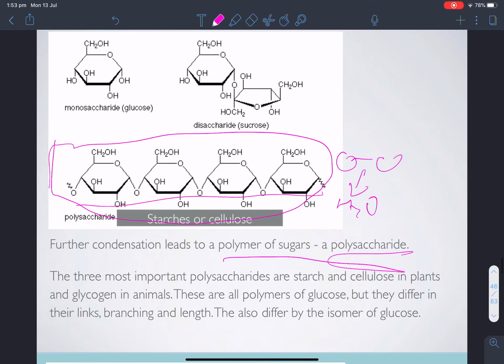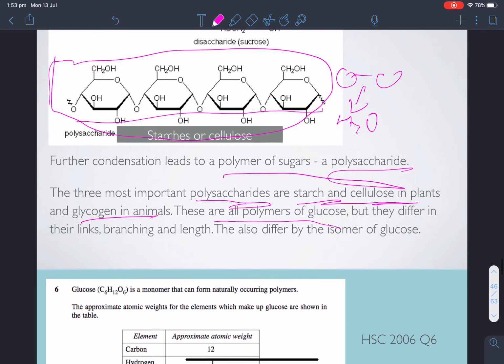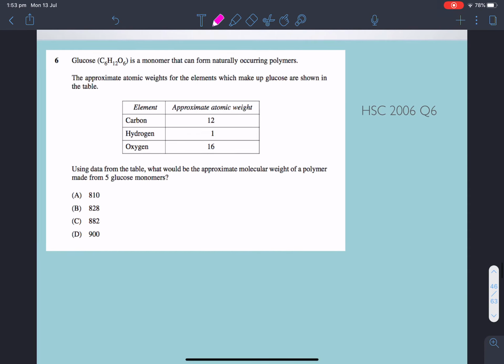The three most important polysaccharides are starch, cellulose and glycogen. So keep it as starch and cellulose. They're all polymers of glucose, but they differ in how they're branching and their links. Okay, let's look at some past paper examples just in case, though it's not on the syllabus point.